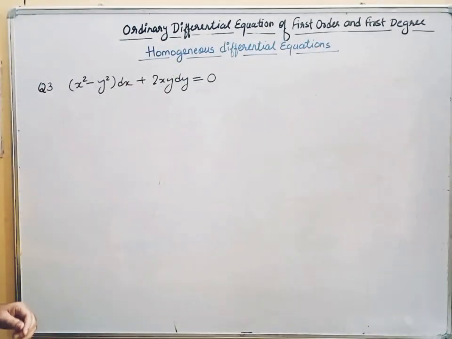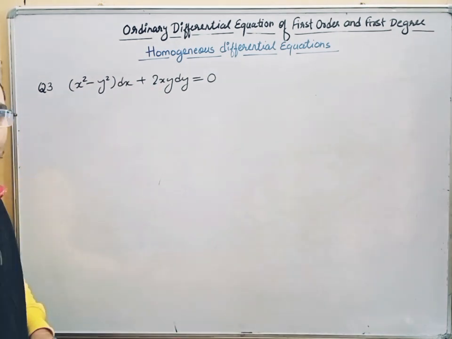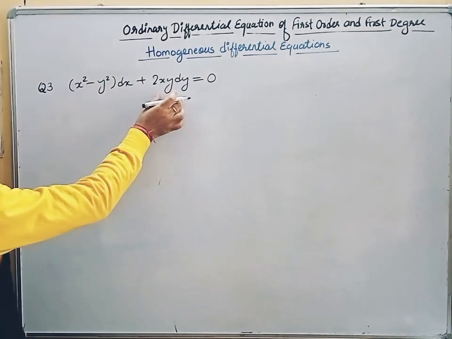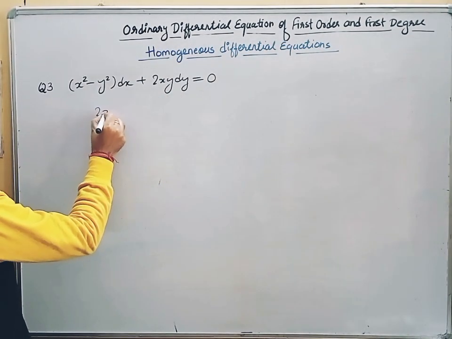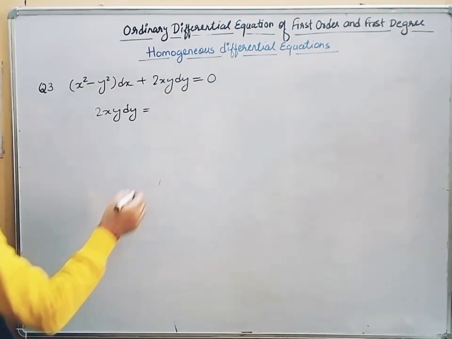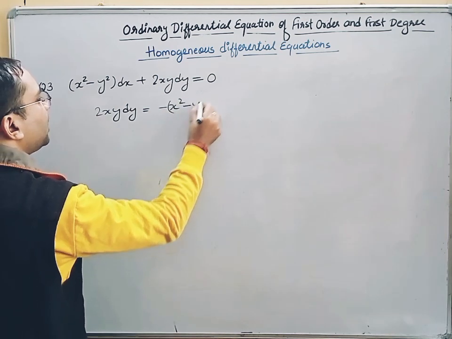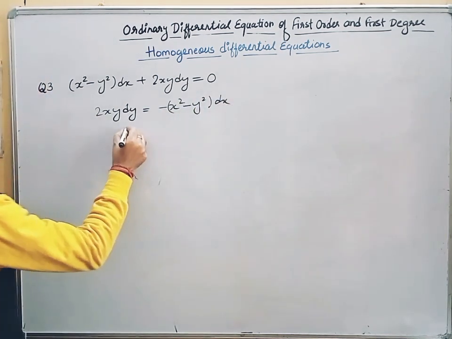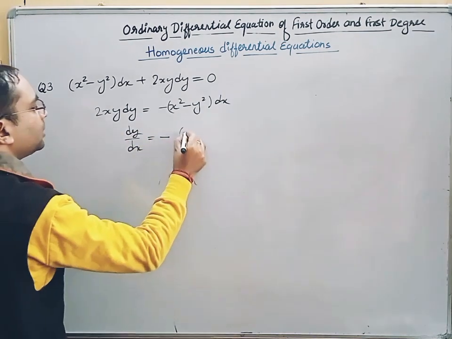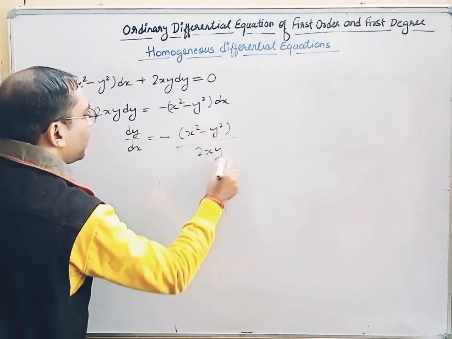Let's see the third question, which is (x square minus y square) dx plus 2xy dy is equal to 0. We'll write this in the form of a homogeneous differential equation. So we'll keep this here first of all. So this is 2xy dy is equal to, and we'll bring this on the other side, which will be minus of (x square minus y square) dx. So this will become dy by dx is equal to minus (x square minus y square) whole upon 2xy.